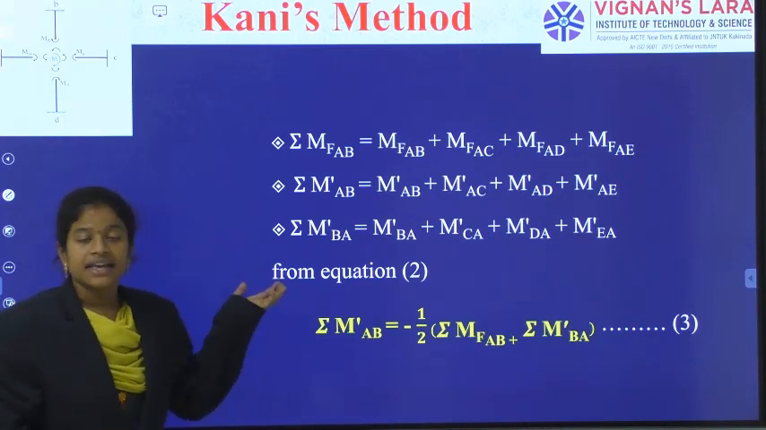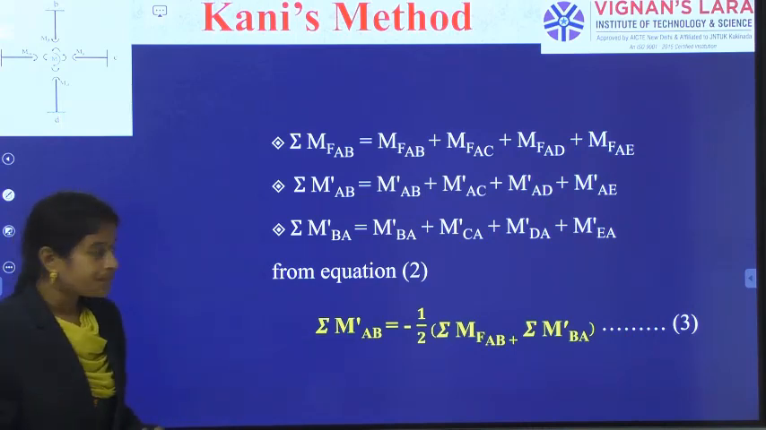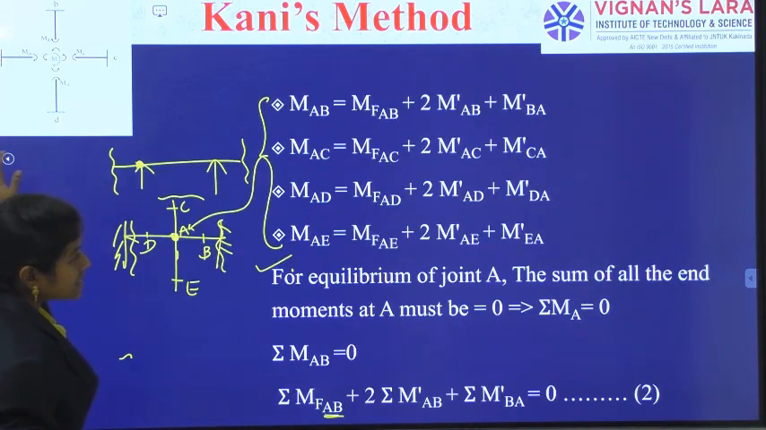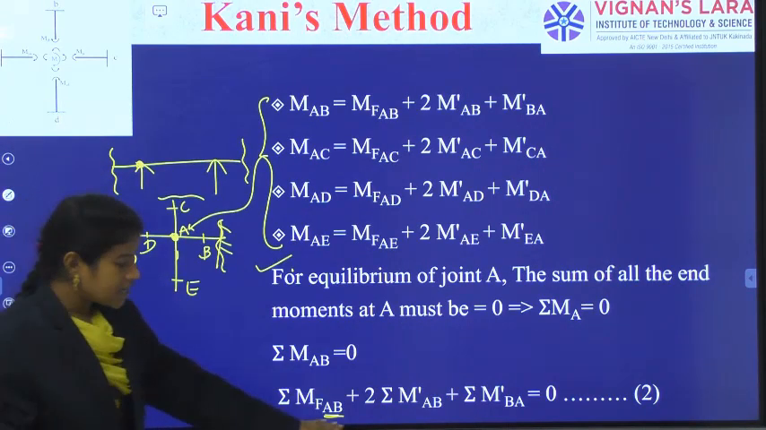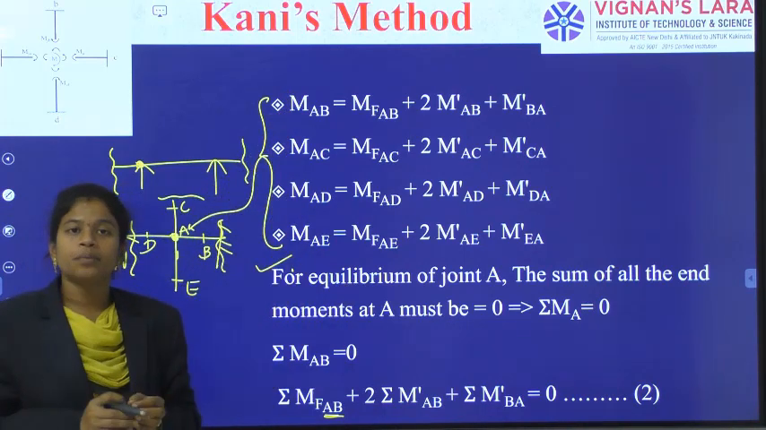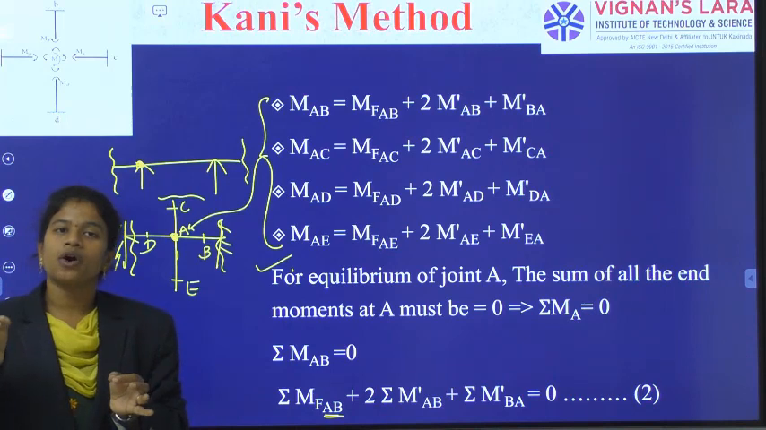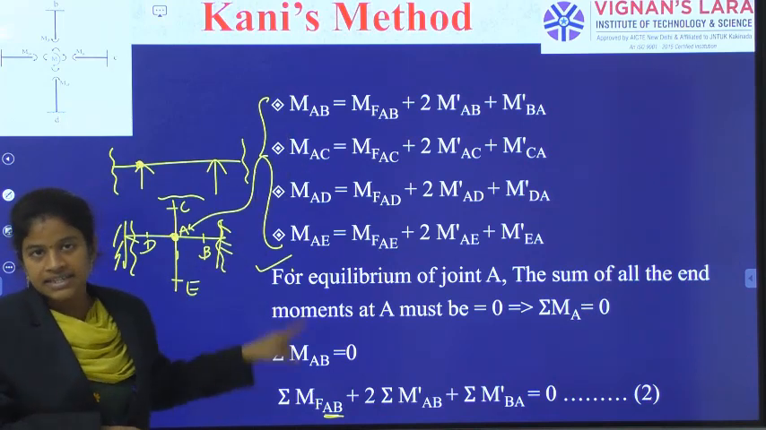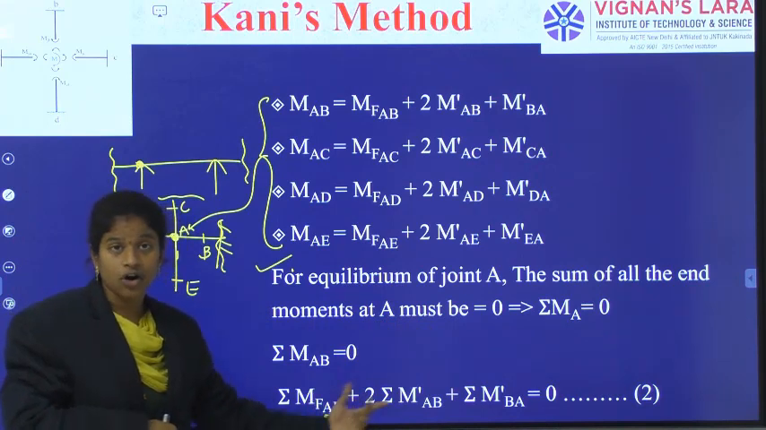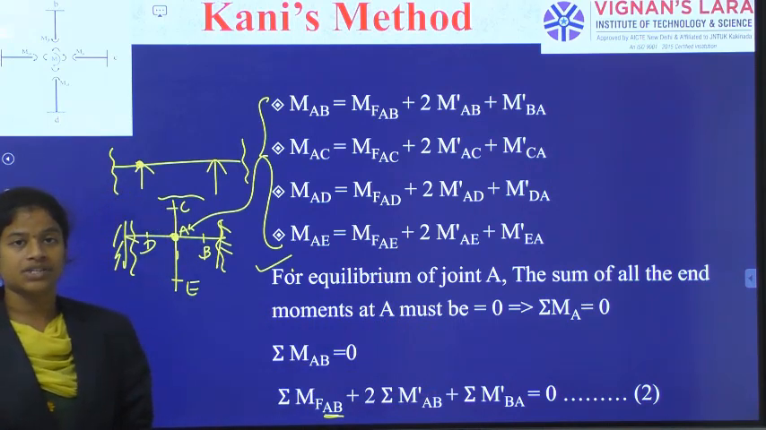And from this, what is equation 2 saying? I have indicated it as equation number 2. Summation of all the actual moments, or the support moments, or summation of all the end moments at A is equal to 0. That's why the RHS has become equal to 0, which is my equation number 2.